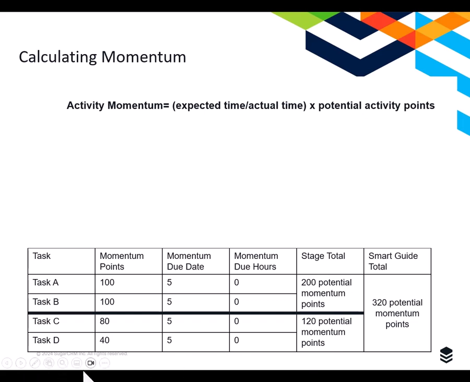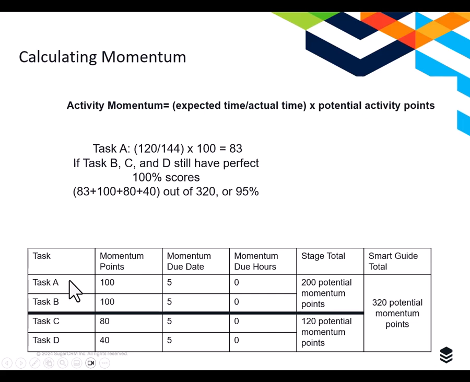So let's put this in real life terms. Let's say that activity A, this very first one at the very top, has a total expected time of 120 hours. That's right, hours. So 120 hours, and the actual time it took, which was longer, is 144. We multiply that by the total momentum points, or the potential activity points, and we get 83. So keep that number. We're going to scoot down here to the bottom to our formula.